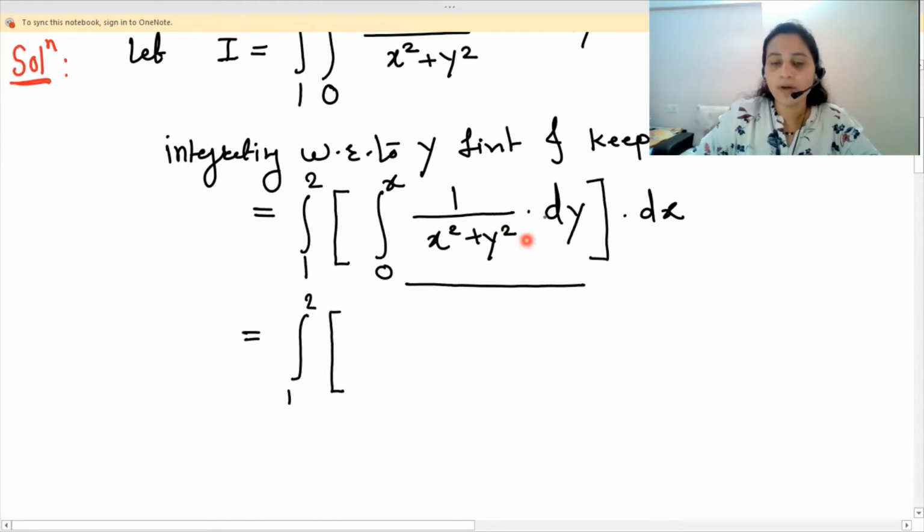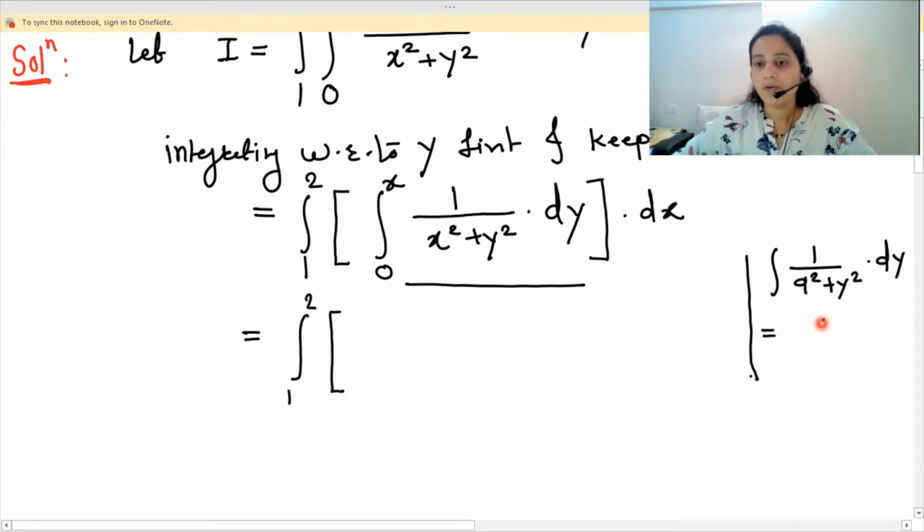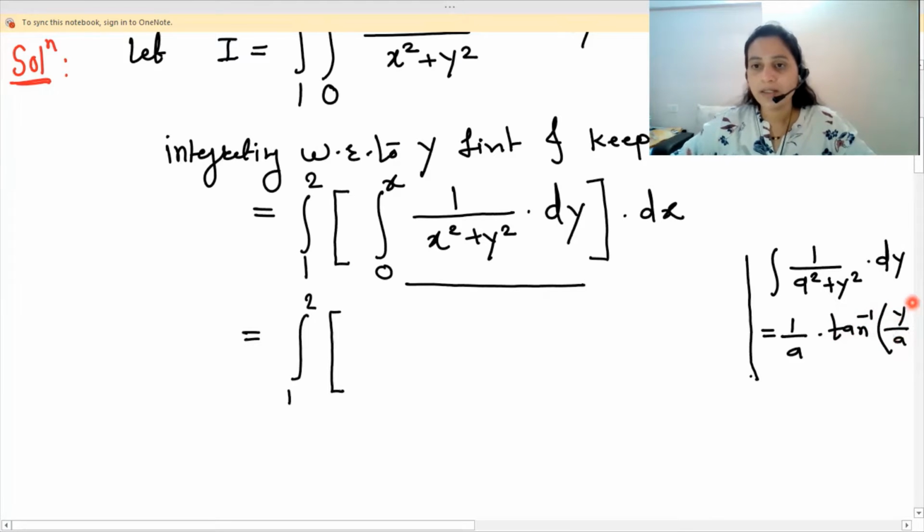Now, which formula are we going to use here? In 11th or 12th standard, you must have studied this formula: integration of 1 upon a square plus y square dy. What is the integration of this? As we have studied in 11th or 12th standard, this is 1 upon a into tan inverse of y by a, right? Now, the same formula we are going to apply here for this bracket, right?